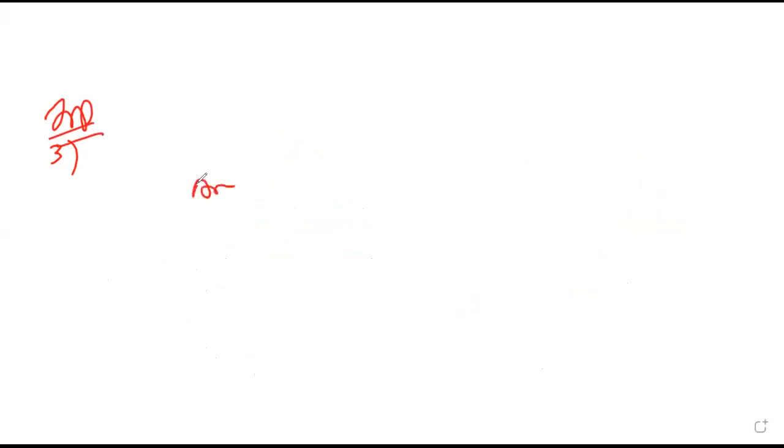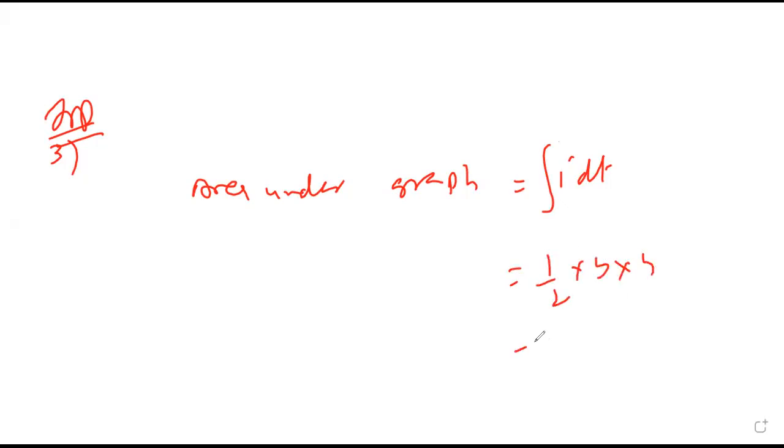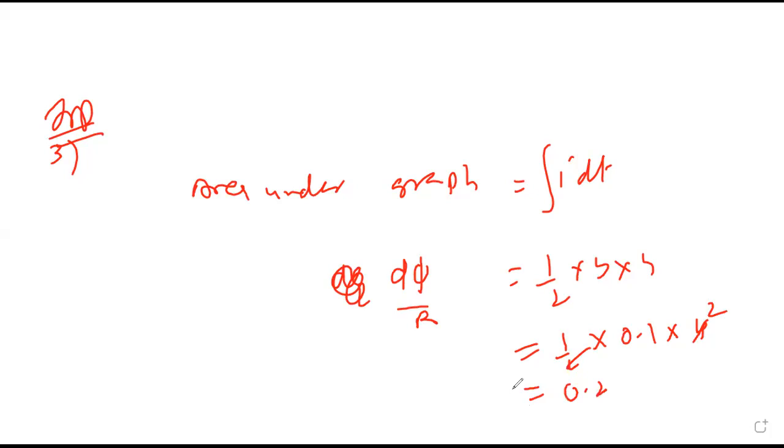The area under the graph is the integration of I dt. The area under the graph is half into base into height, which is nothing but dq, I dt. So half into some magnetic flux link, then magnitude of flux change means d phi upon R. How much is the base? 0.1 into 4, 2 into 2, that means it is 0.2 and the resistance is given as 10. So it is 2.